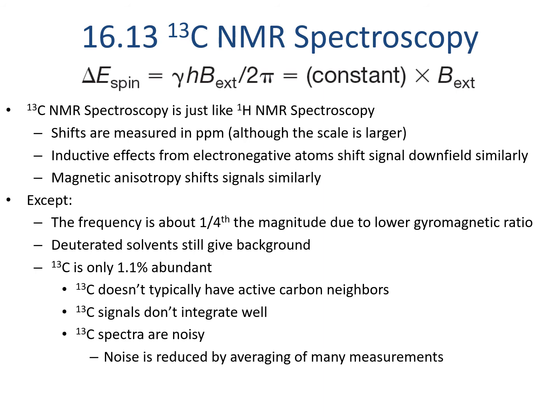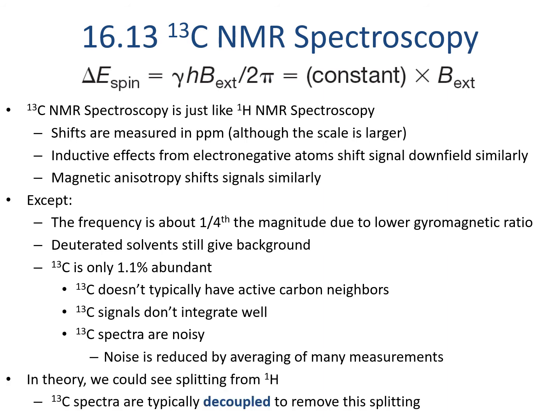So that means that normally our magnets aren't next to other magnets. They're only next to another magnet about 1/10,000th of the time. And so that means that we don't typically have any splitting, and we don't typically have good integration. We also, because we have less signal, tend to have a lot of noise in our spectrum. And so we take lots and lots of measurements to try to reduce that.